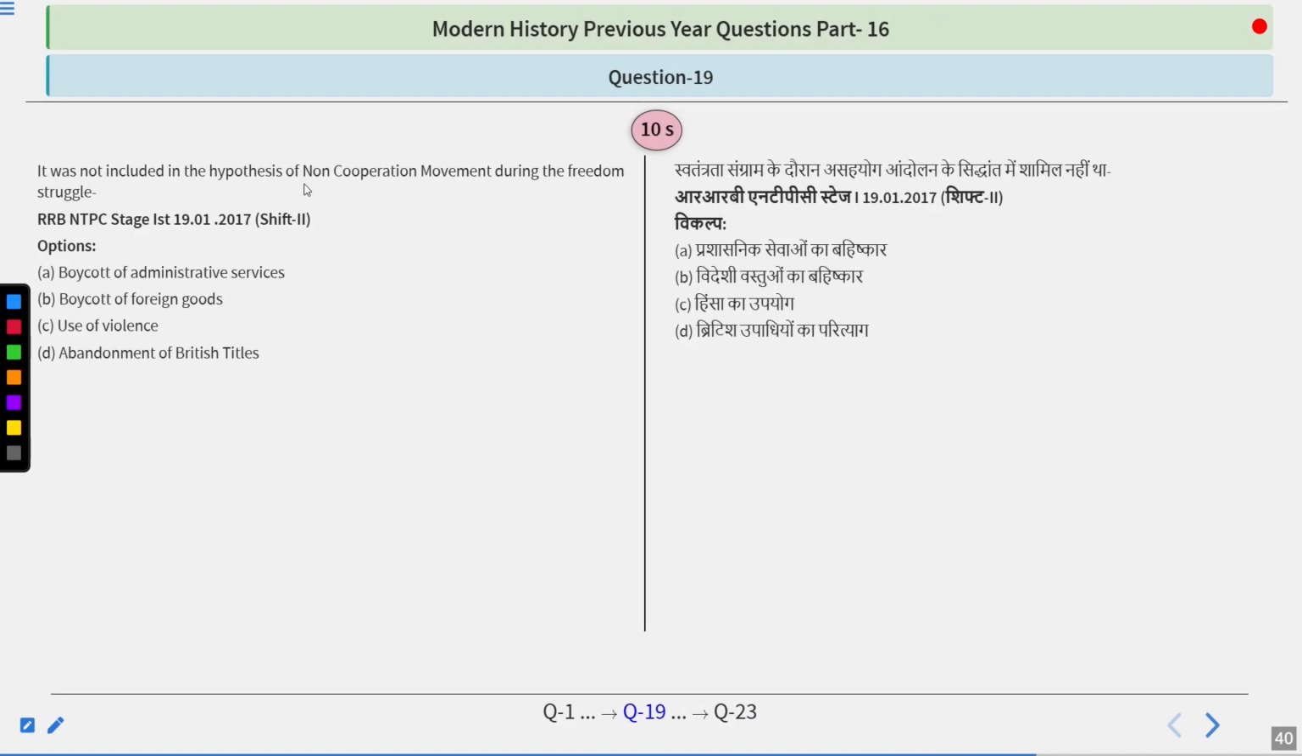Which of these was not included in the hypothesis of the non-cooperation movement during the freedom struggle? Options: boycott of administrative service, boycott of foreign goods, use of violence, abandonment of British titles. Think about it.